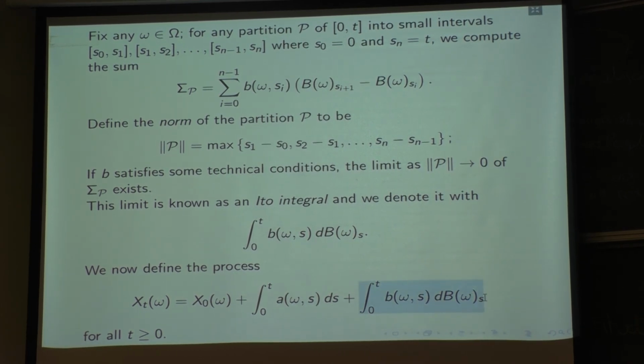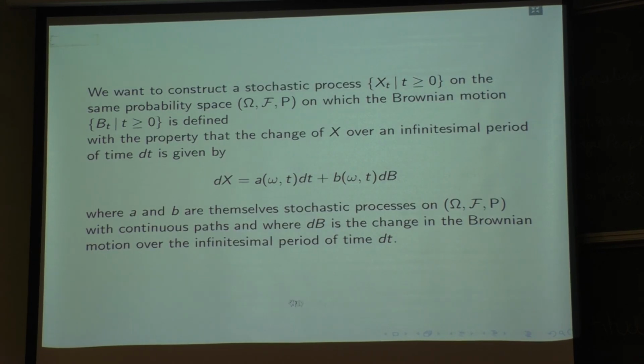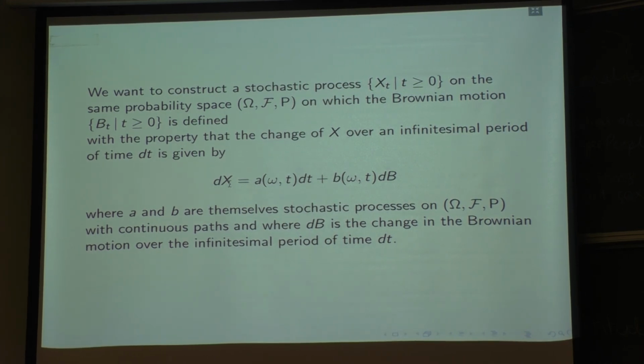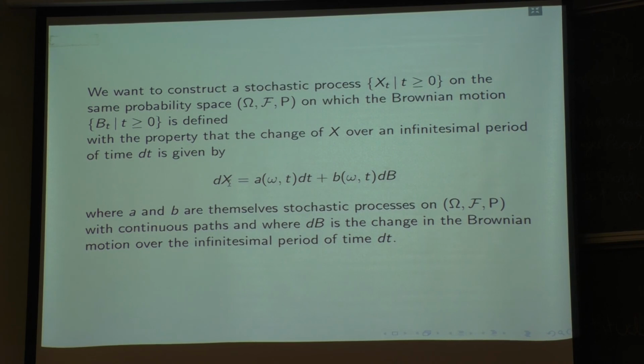And then we said, okay, if you give me this equation, there is a way of finding an x whose dx looks like that. And we have a name for all the x's whose dx looks like that. We call these Ito processes.